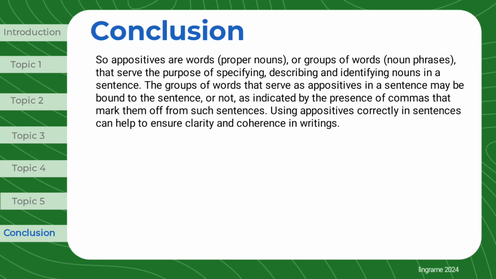So appositives are words, proper nouns, or groups of words, noun phrases, that serve the purpose of specifying, describing and identifying nouns in a sentence. Groups of words that serve as appositives in a sentence may be bound to the sentence, or not, as indicated by the presence of commas that mark them off from such sentences. Using appositives correctly in sentences can help to ensure clarity and coherence in writings.